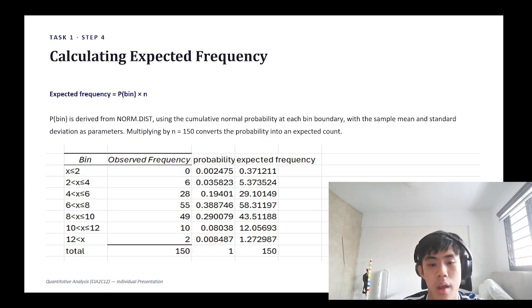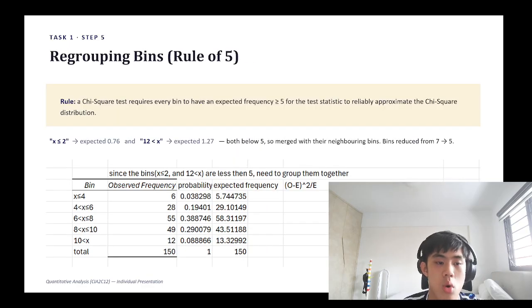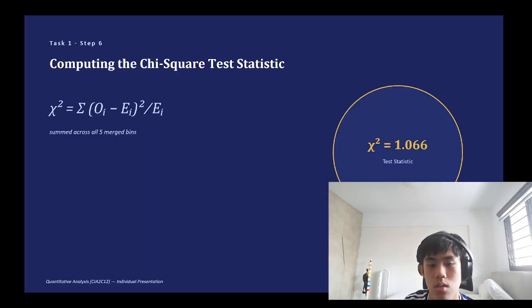After that, when I was doing it, I had to regroup two of the bins, which were x less than or equal to 2 and x greater than 12, as both of them had expected frequencies less than 5. So I had to regroup both of them with their neighboring bins. So I reduced from 7 bins to 5 bins.